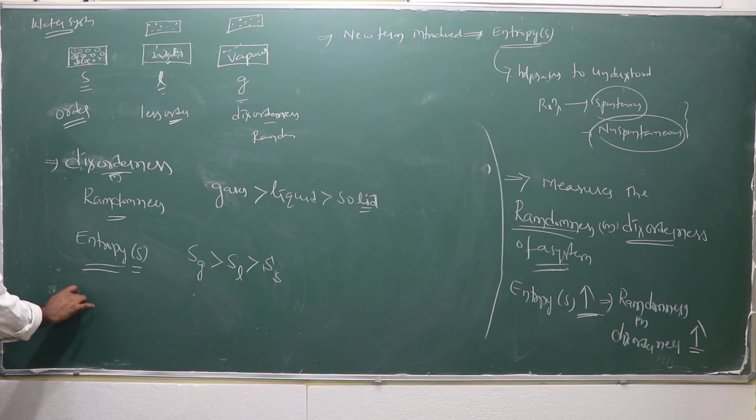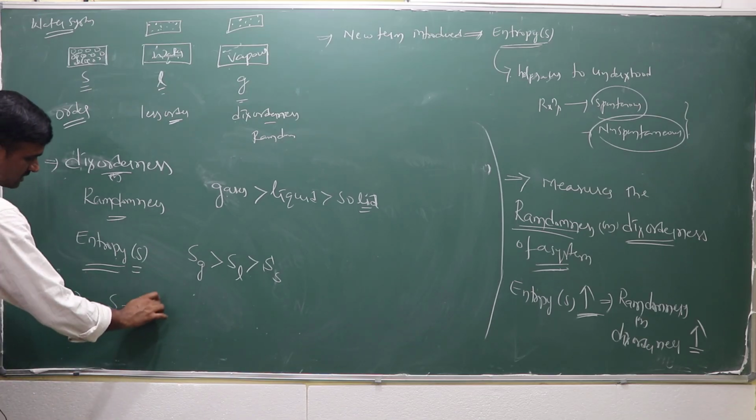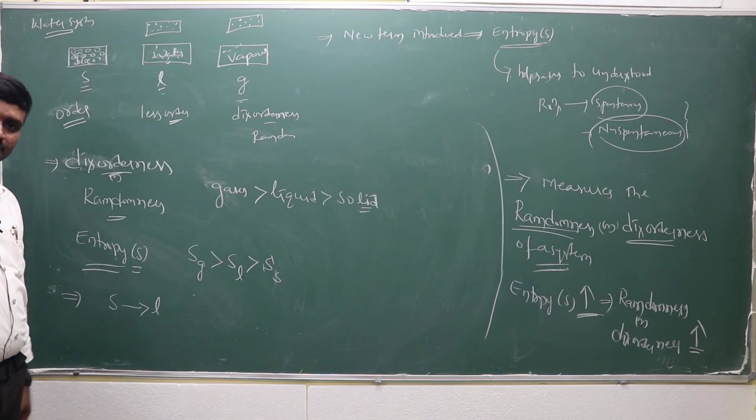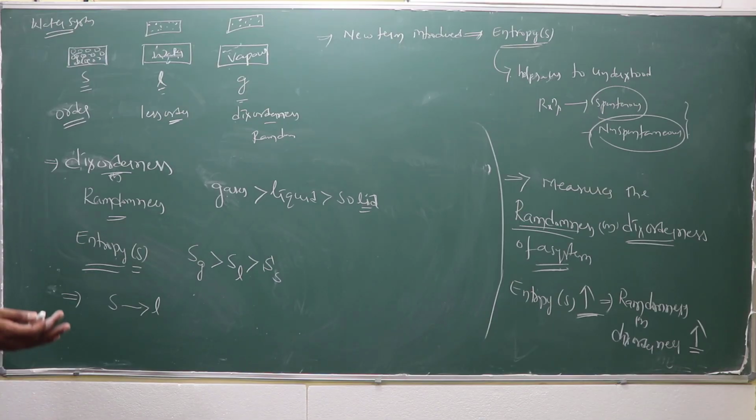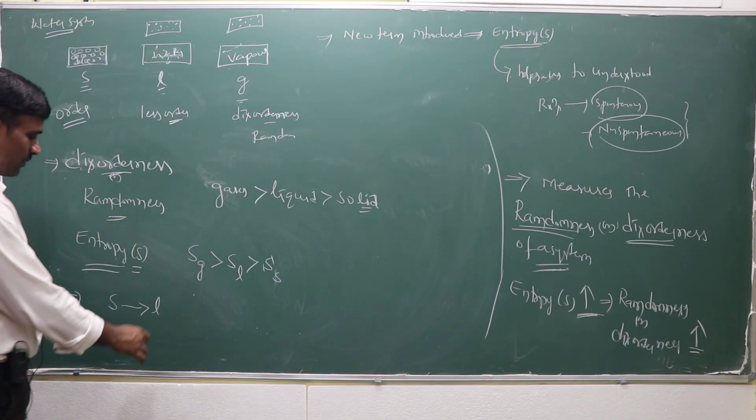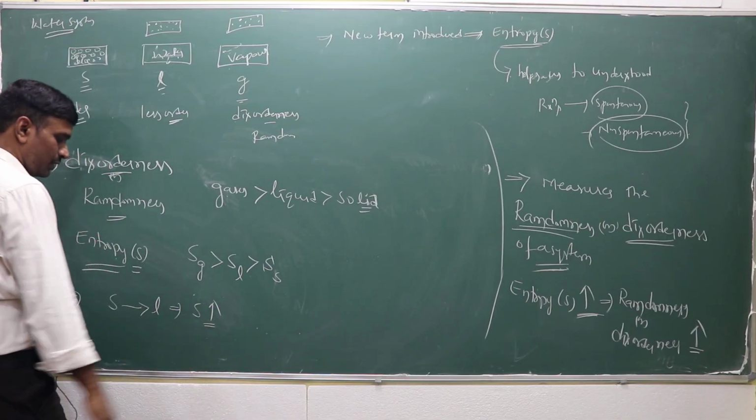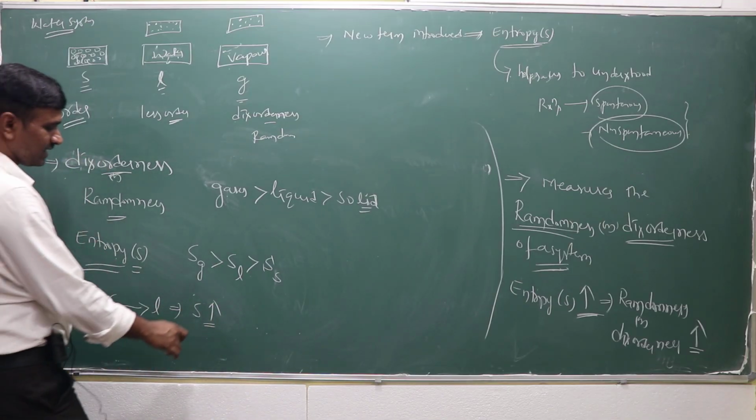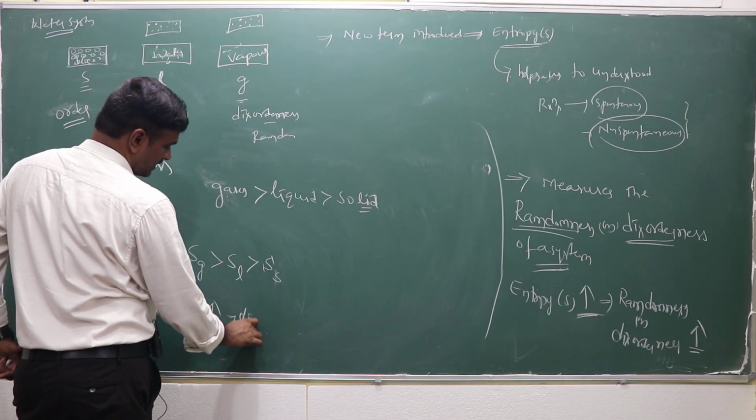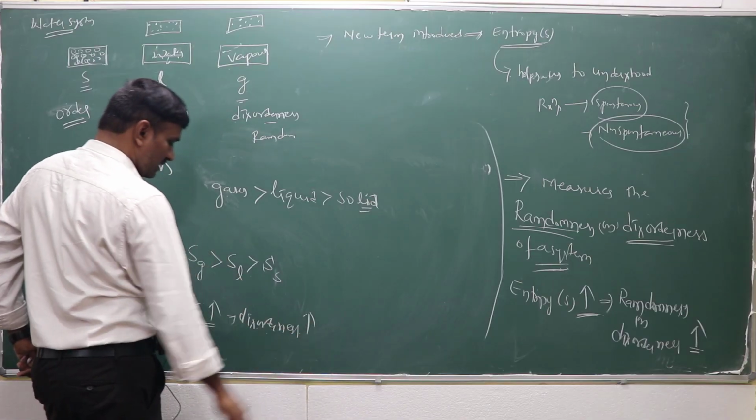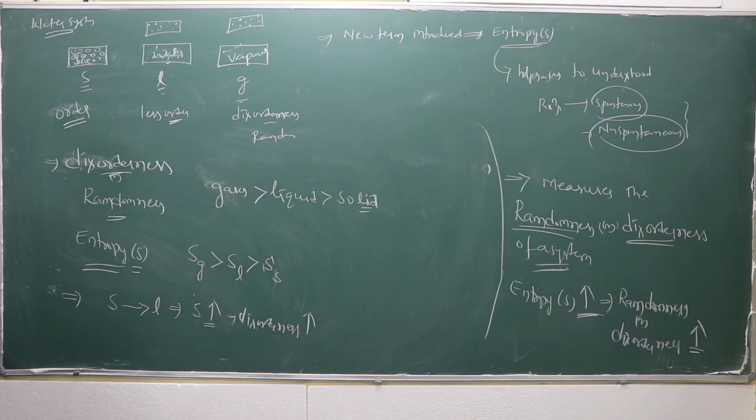If the system is converted from solid to liquid form, right? So what will happen? The entropy increases. Why? Because disorderness is increasing. Solid to liquid, that means the disorderness of the particles is increasing.